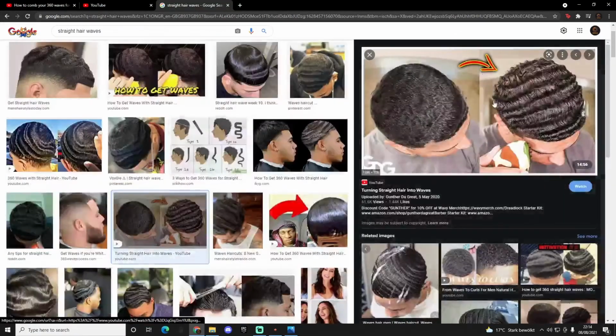Oh yeah, Gone for the Great. I want to say here, he called his hair straight hair waves, or he said some people were calling it that. He said his hair's about a 3C, maybe even 4A hair. I wouldn't call that straight hair waves.